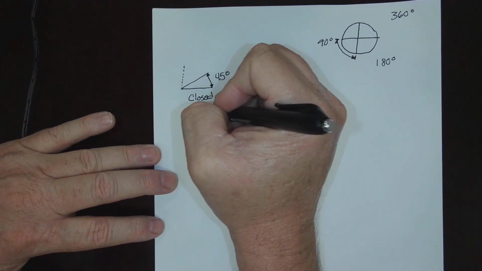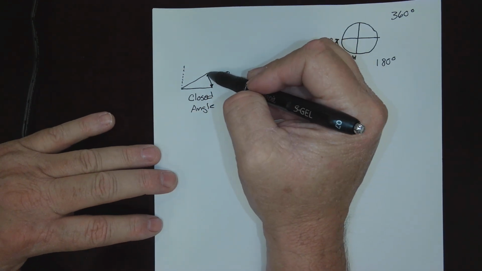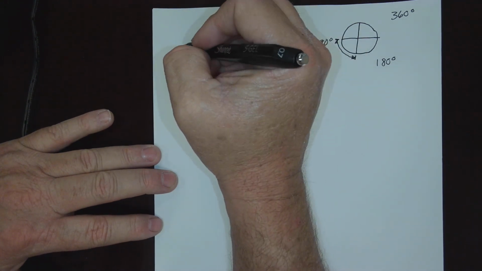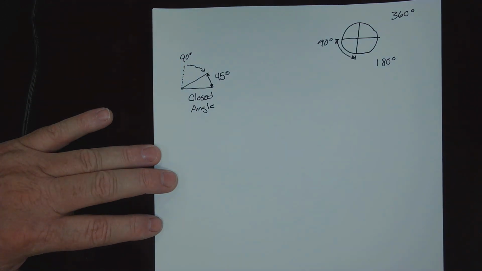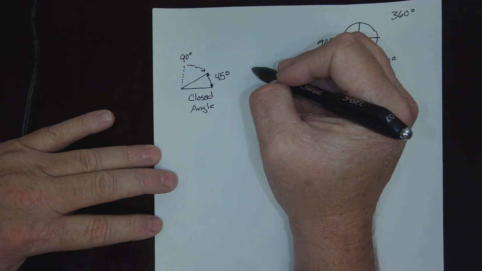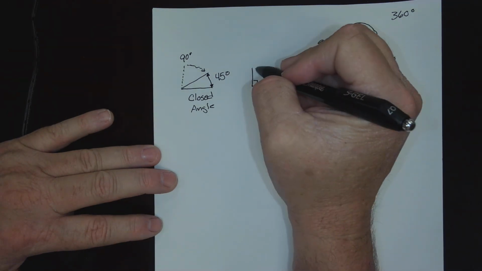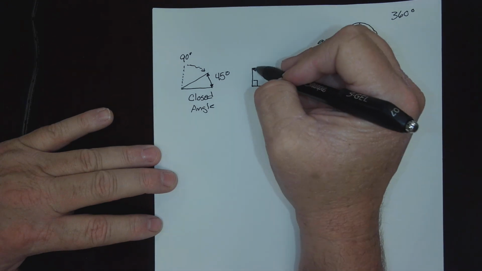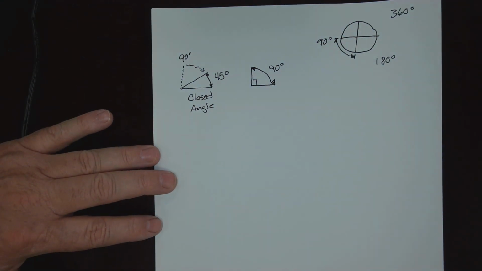Now, what makes it closed? Well, it's simple. Anything less than 90 degrees between the legs, and the legs are each of those lines, is considered a closed angle. Now, if it was exactly a 90, as indicated by the little mark there, then it's no longer closed. This angle is considered simply a right angle, or 90 degrees.